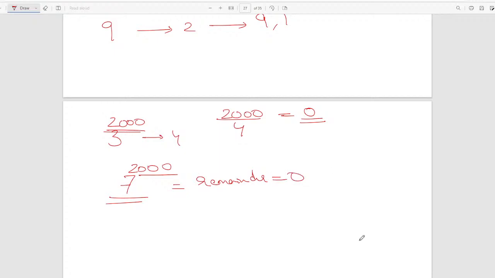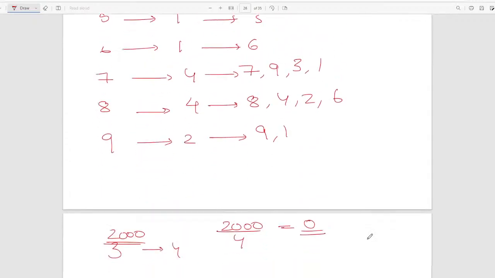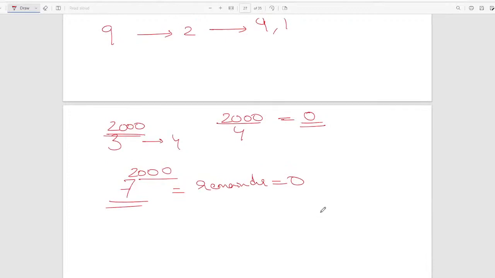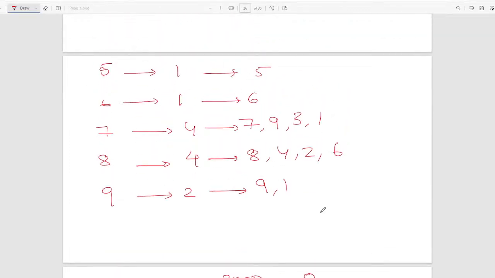So again, if the remainder is 0, the last digit would be 1. So for 7, the remainder is 0, the unit digit will be 1. If the remainder is 1, the unit digit will be 7. Remainder is 2, the unit digit will be 9. If remainder is 3, the unit digit will be 3. And this would repeat again.